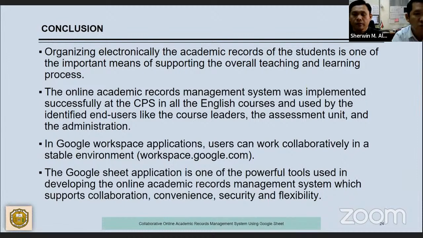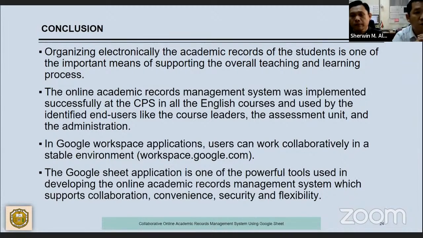The new and updated online academic records management system, which is collaborative in nature, was implemented successfully at the CPS in some selected English courses in spring 2022 and used by the identified end users like the teachers, CLs, the assessment unit, and the CPS administration. It has allowed these teachers to remotely work and collaborate with different end users as well. It followed the standards set by the SQU and CPS in assessing the different outcomes and progress of the students.